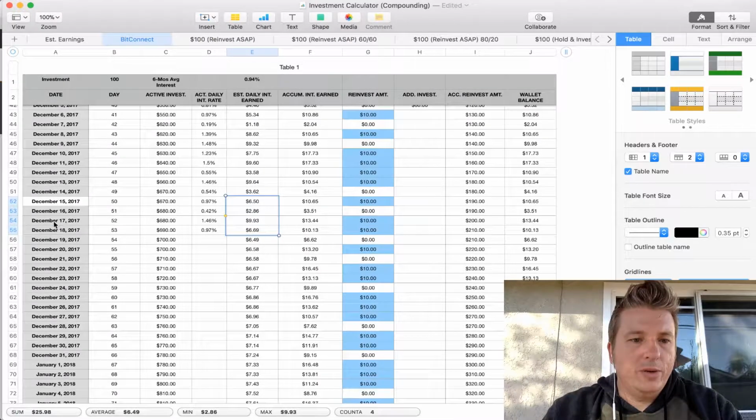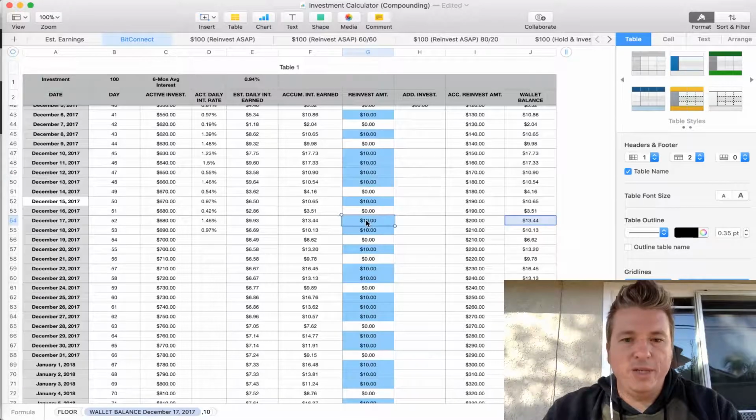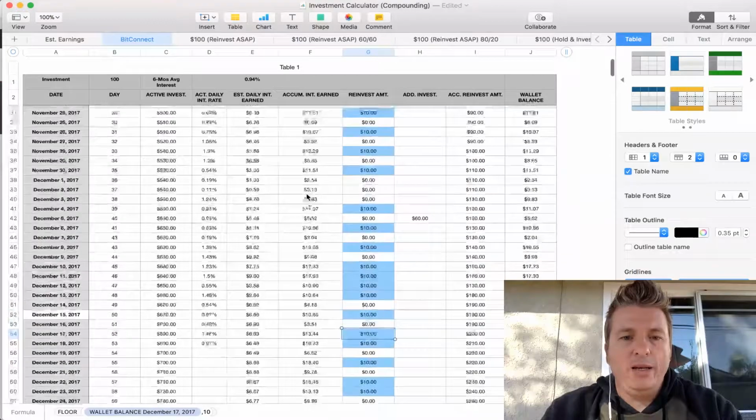Okay, so today is December 17th, and I should be able to drop $10 in there, which I can. I'm sitting at a little over $14, so I'm a little bit higher on my average, but today hasn't ended yet. I still have a couple more interest payments to come in, so actually I'm already ahead. This just goes to show this is relative.